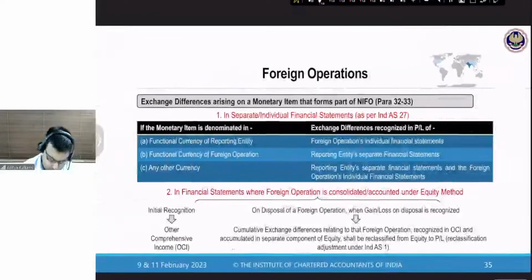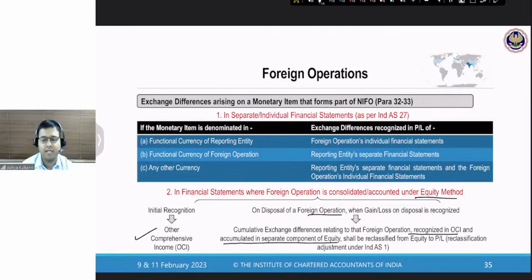So we have done this part also. Now, exchange differences arising on a monetary item that forms part of NIFO, on initial recognition, will be in other comprehensive income when you are consolidating under the equity method. On disposal of a foreign operation, whatever is there in the FCTR, recognized in OCI and accumulated in a separate component of equity, shall be reclassified from equity to P&L.